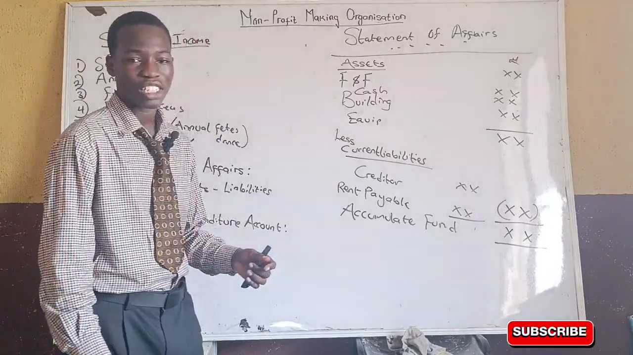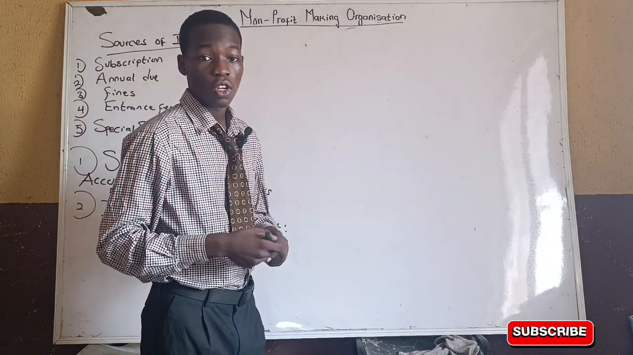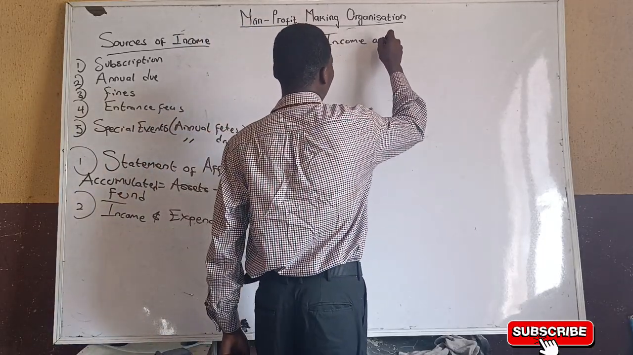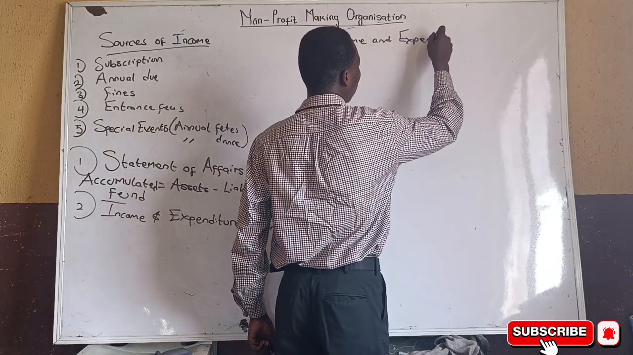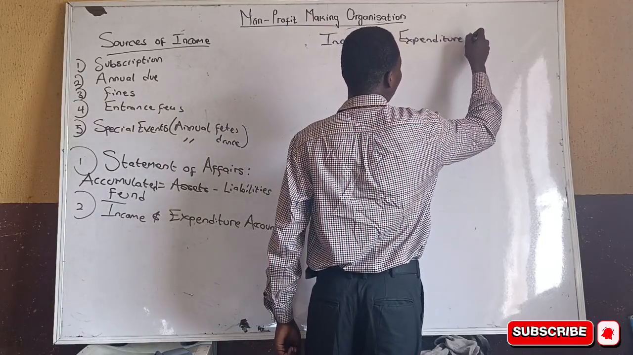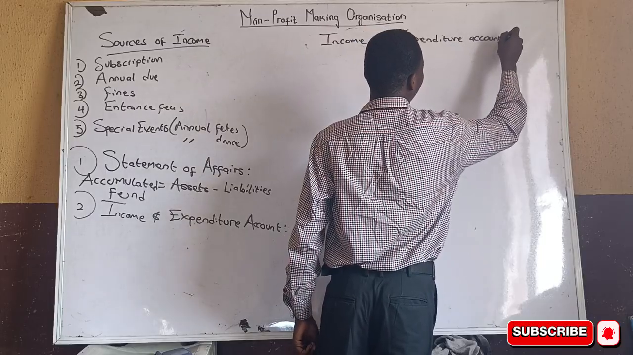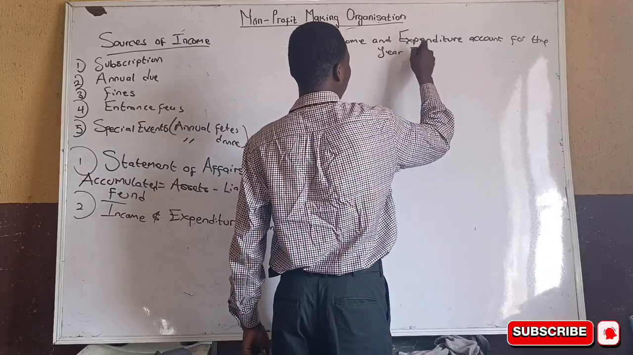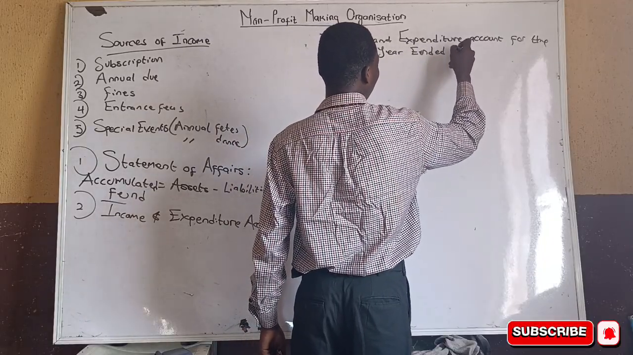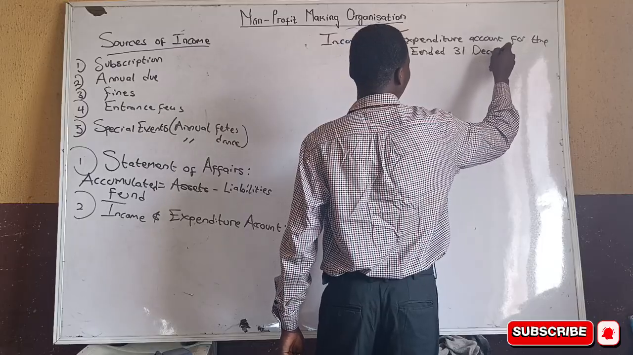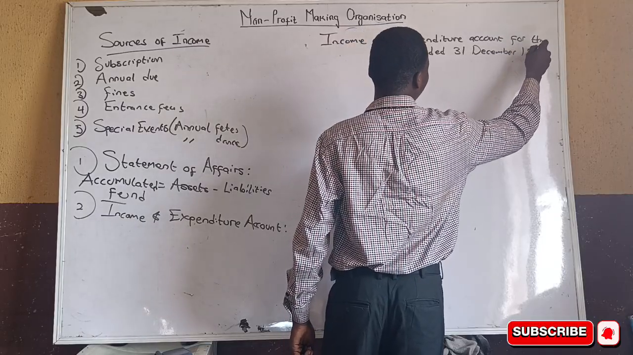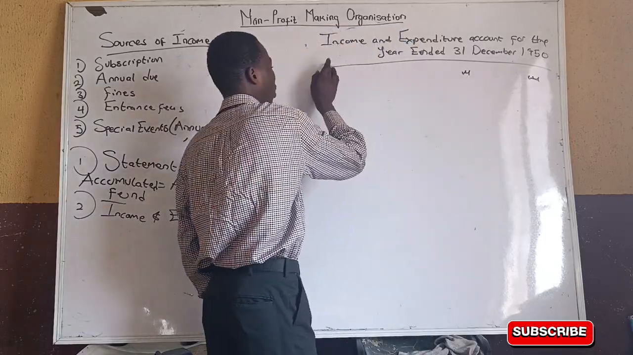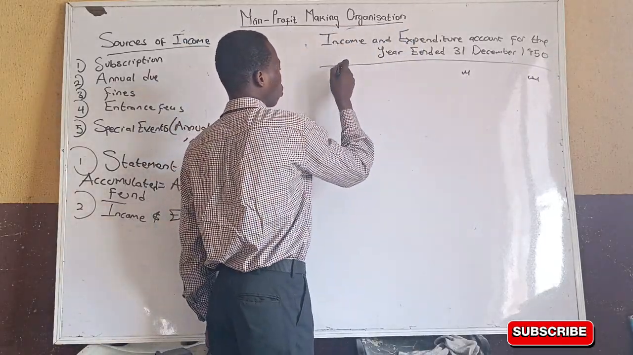Now let me show you an example on income and expenditure account. So for income and expenditure account, it's going to be income and expenditure account for the year ended. So I don't know the date. Any date you want to put, you can just put 31st December 1950. Now, for your income and expenditure, using the vertical format, you are going to start with your income.